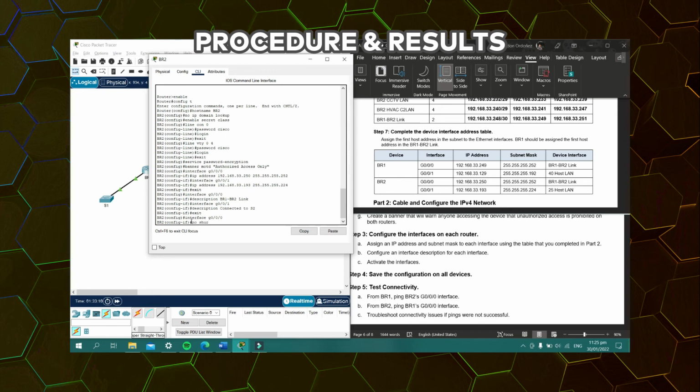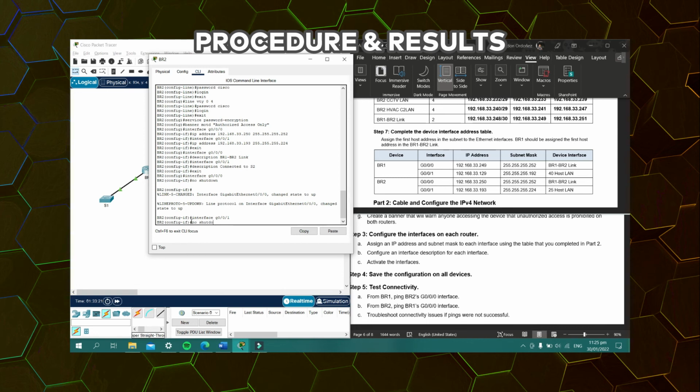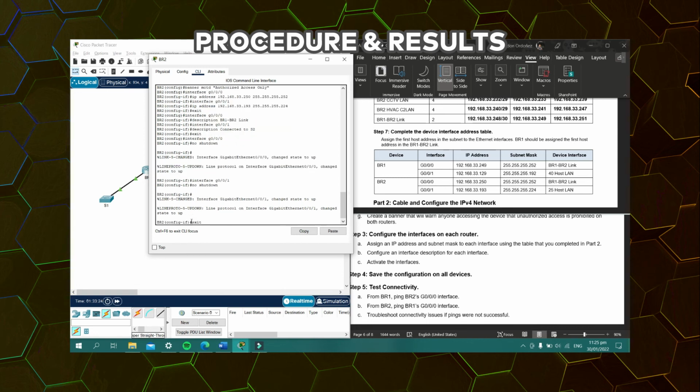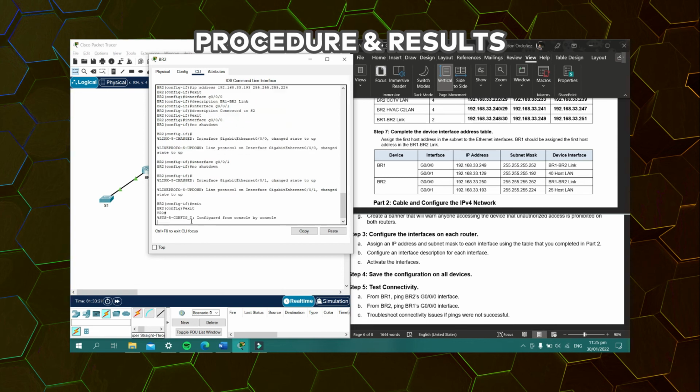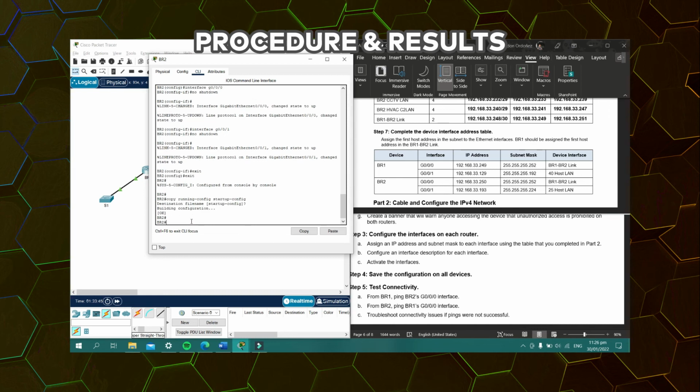After that, exit again. Interface G0/0/0, no shutdown. And after that, interface G0/0/1, no shutdown. So after that, just exit and exit again. This would be the part where we save the configurations. Copy running-config startup-config.